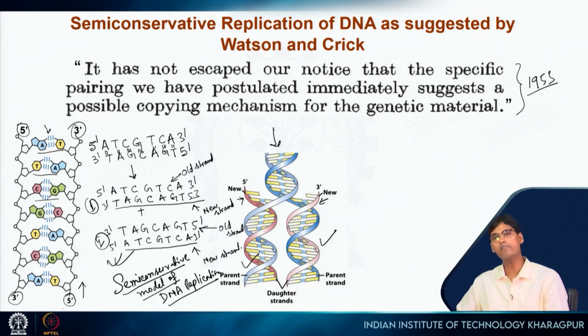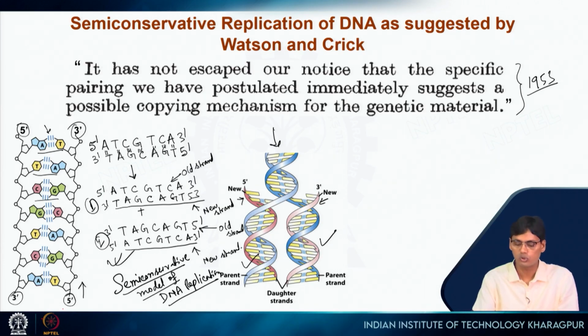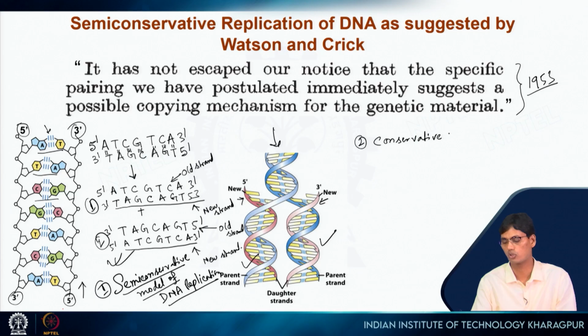This was proposed by Watson and Crick, semi-conservative DNA replication based on their DNA structure. But at the same time, there were some other hypotheses of DNA replication. So this is one, semi-conservative replication. Then the second one is the conservative mode of DNA replication.